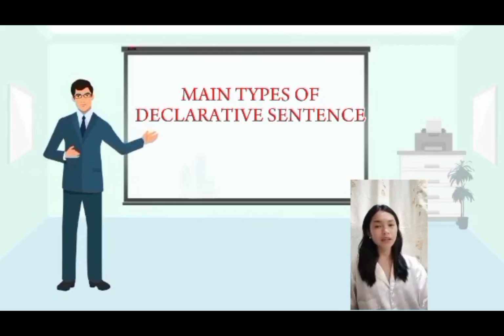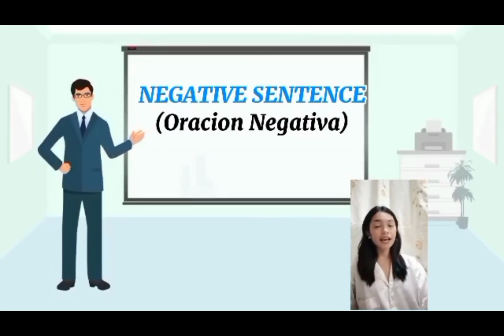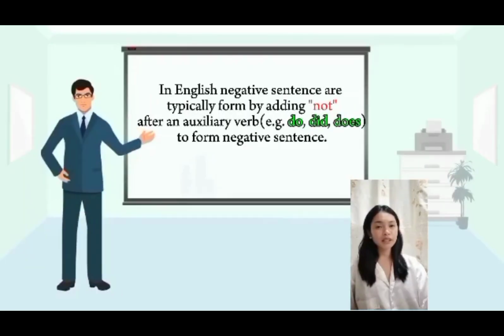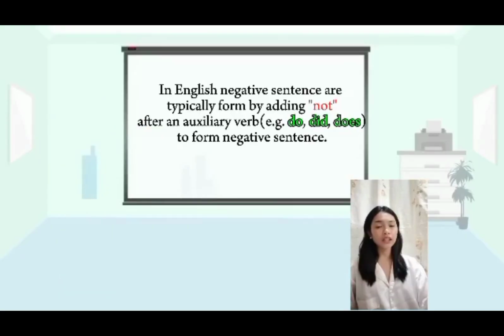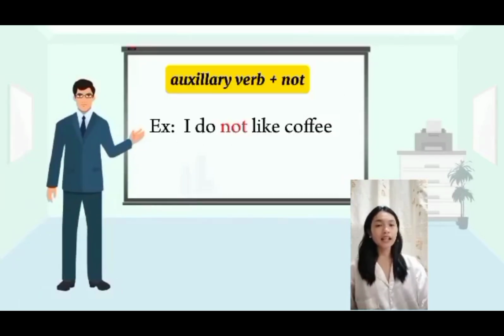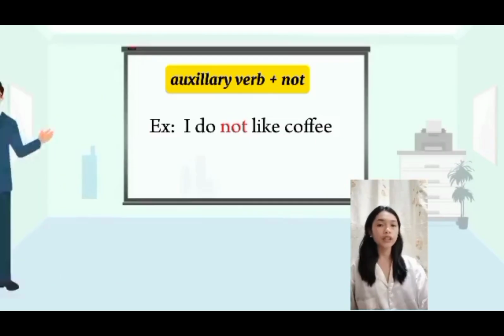Now I'll be discussing the last main type of declarative sentence, which is the negative sentence. So what is a negative sentence? In English, negative sentences are typically formed by adding not after an auxiliary verb like do, did, does. For example, I do not like coffee. As we can see, the word not is placed after an auxiliary verb, which is the word do.